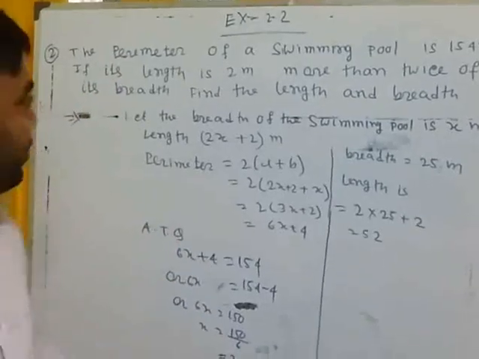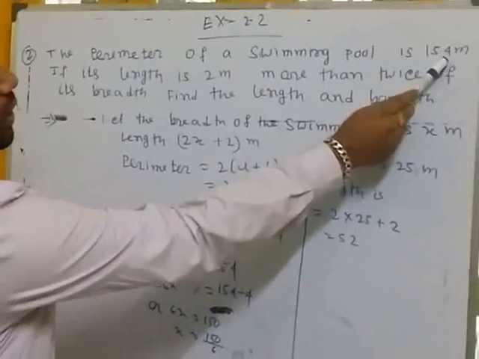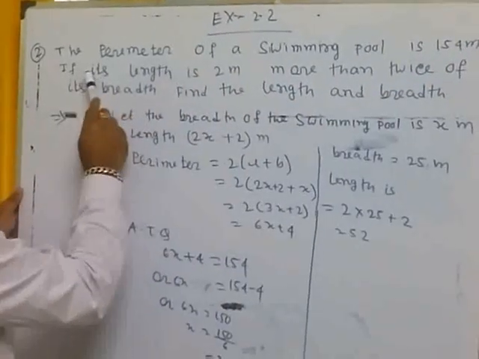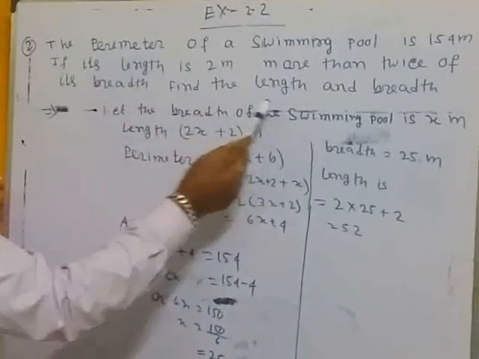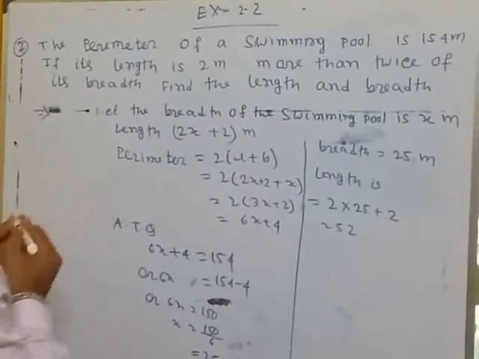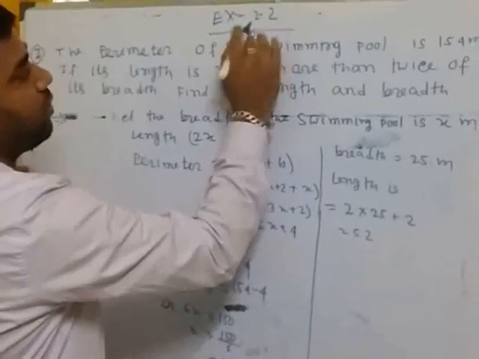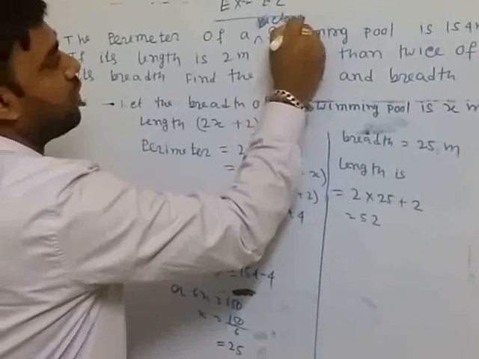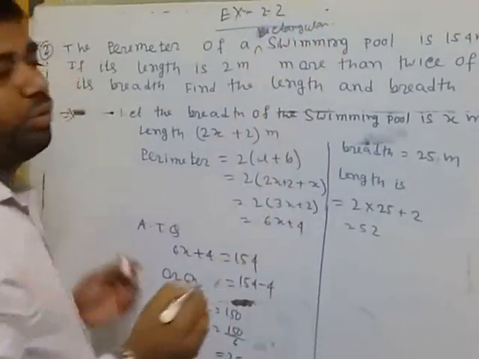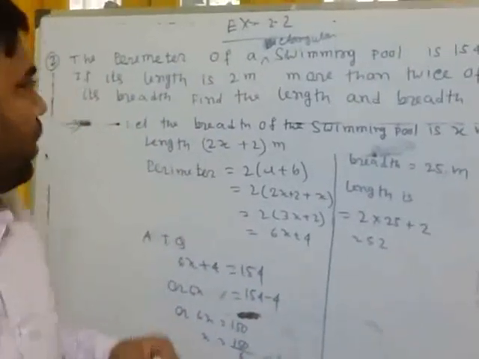Okay, then the next question, question number 2. The perimeter of a rectangular swimming pool is 154 meter. If its length is 2 meter more than twice its breadth, find the length and breadth. Actually, one term is missing, that is rectangular. Rectangular swimming pool means length and breadth are not equal.